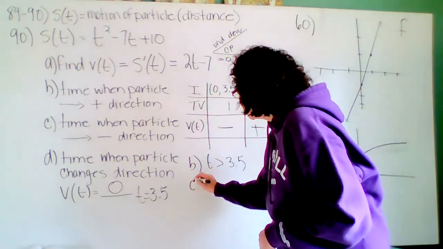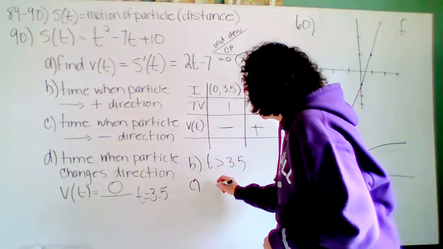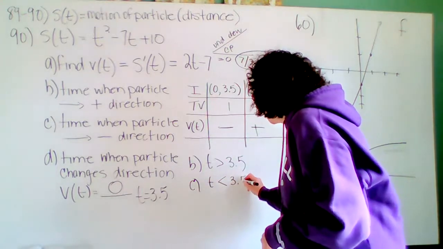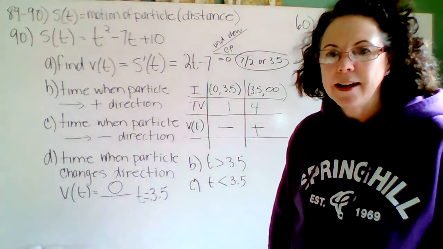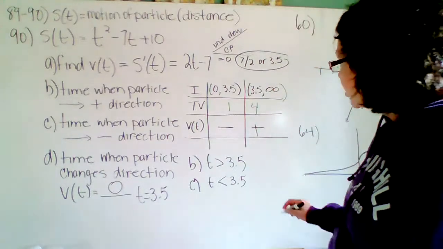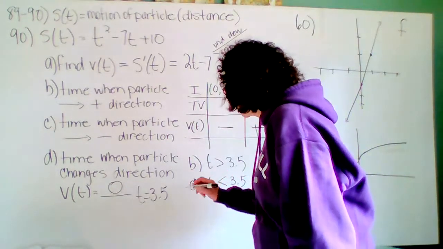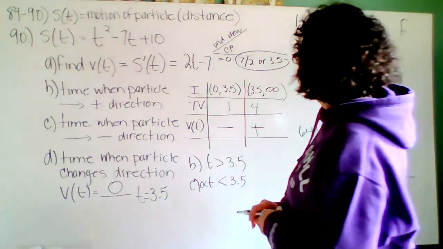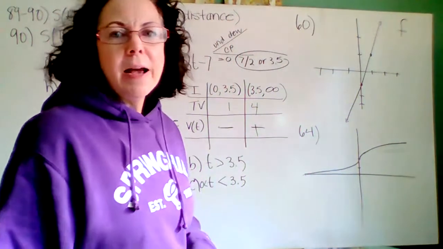And the particle is moving in a negative direction for a time, I guess I can really just say less than 3.5, because we know logically speaking that it wouldn't go past 0, right? But we could put the 0 in there also. There we go. Hope that helped on 89 and 90. We'll see that a lot more.